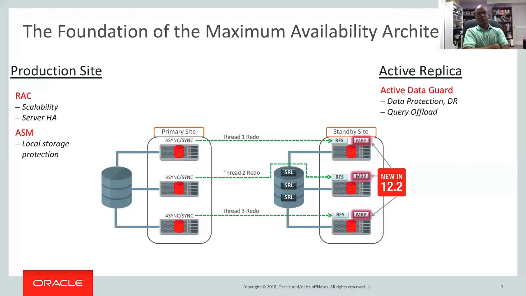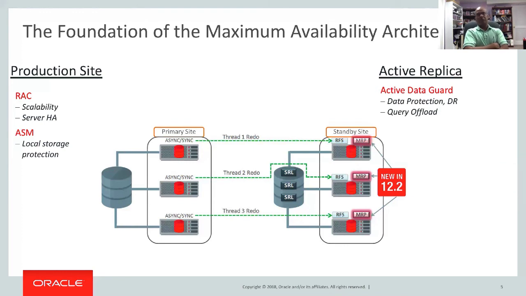And then the last thing is maybe EBR. Edition-based redefinition is for application upgrades. And you're not going to do those with just RAC, and not going to do those just with Data Guard, because you can't change the schemas. With EBR, though, you can do that on the production database, and your Data Guard standby just follows along.